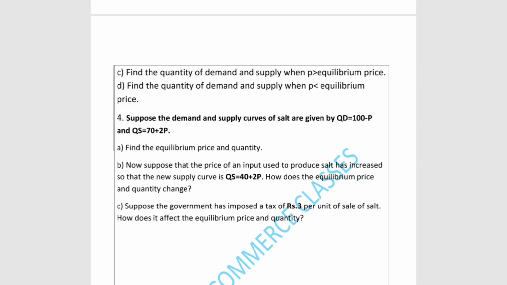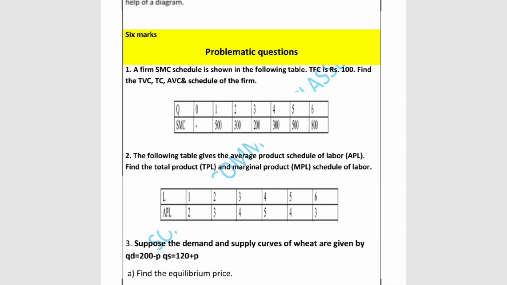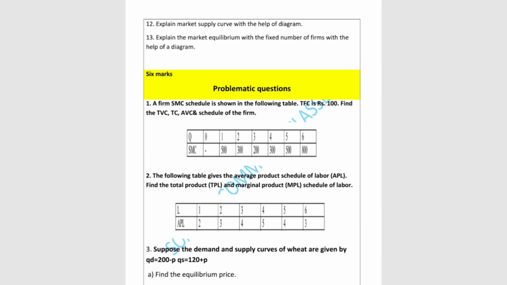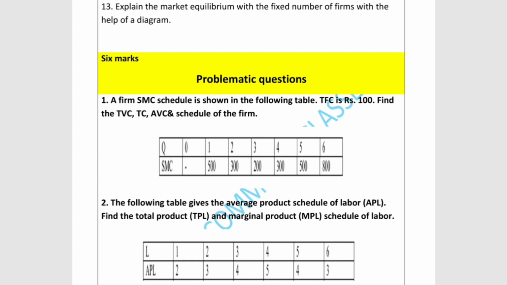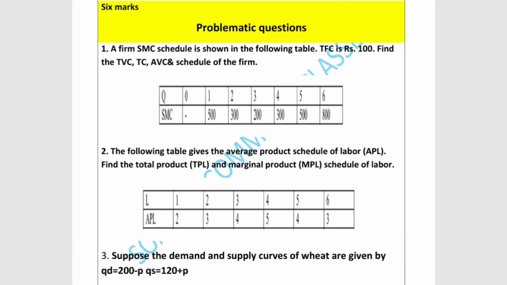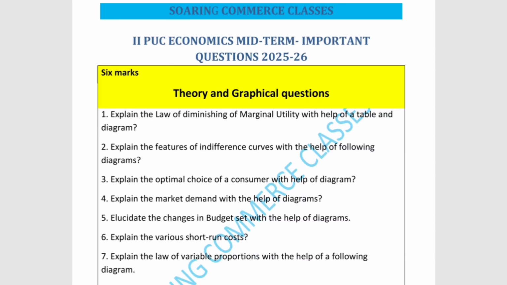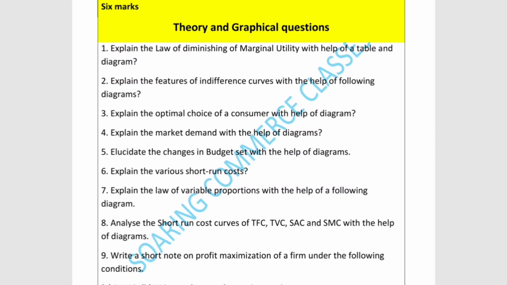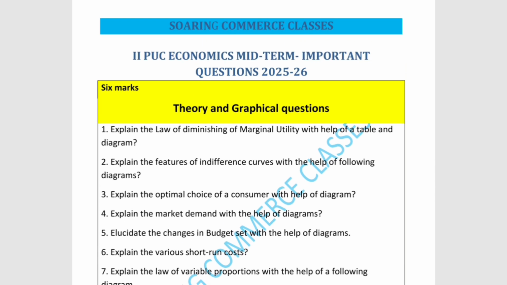It's a very important and very easy question. So if a 6 marks question arises in the question paper, these 4 questions are very important: 2 from production and cost and 2 from market equilibrium. So these are the questions I discussed for the 6 marks. If you prepare these for your midterm examination, definitely 5 questions from this video are going to appear in your midterm examination.